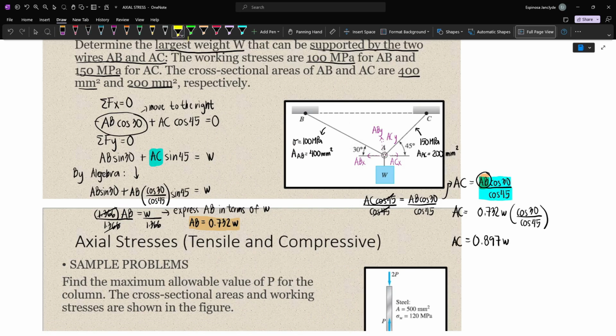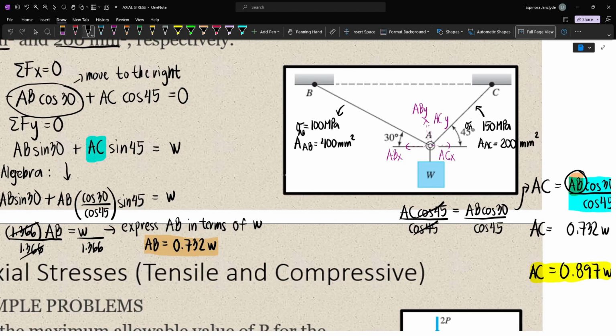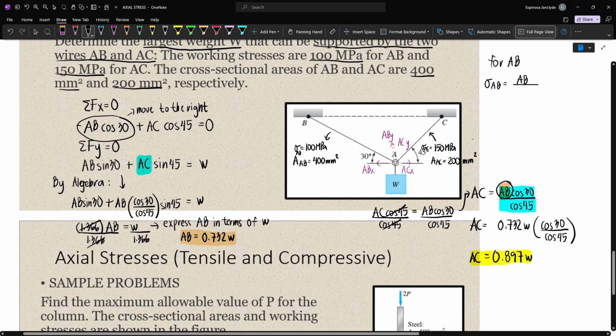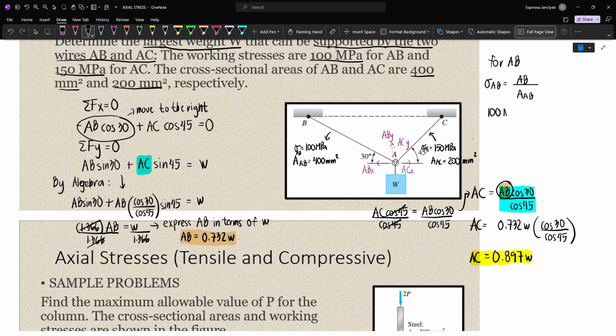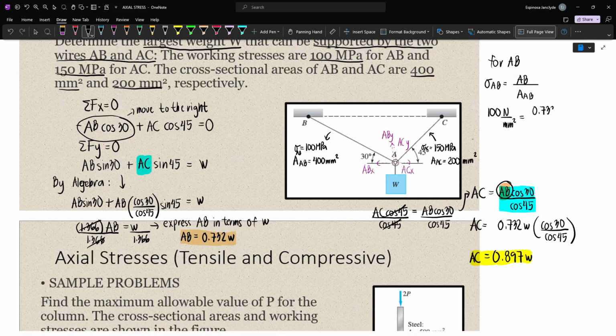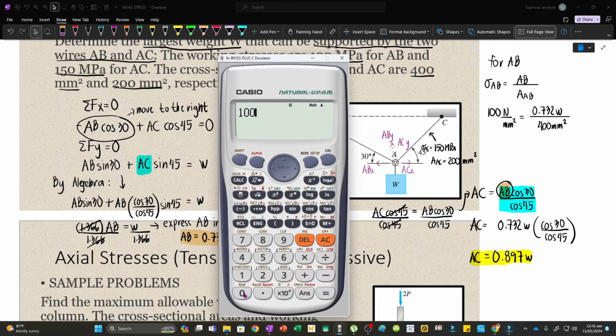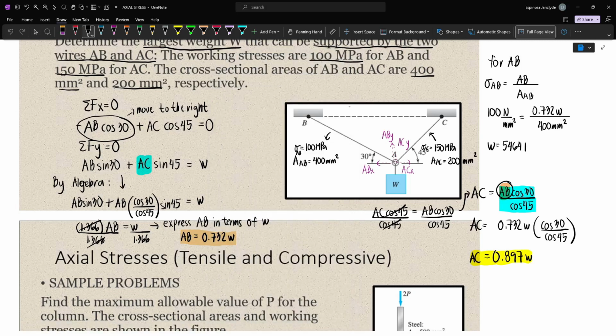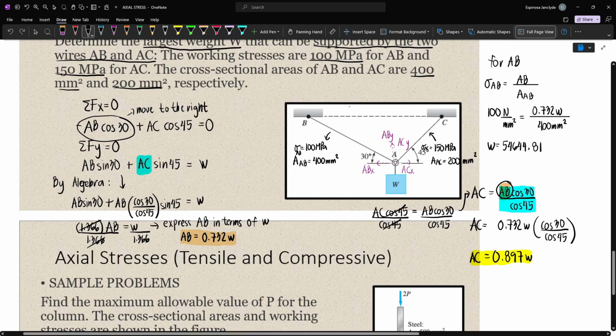And then now, since we have expressed AB and AC in terms of W, we can now get the safe W for each of the wires. First, let's consider wire AB. We know that stress is equal to force over area. Now, the allowable stress in AB is 100 MPa, and that's equal to force over area. Our force is the tension in AB, which is 0.732 W. And then we will divide that by the area of AB, which is 400 millimeters squared. Solving W, we can get 54,644.81 newtons. And so this is the value of W that wire AB can carry at maximum.